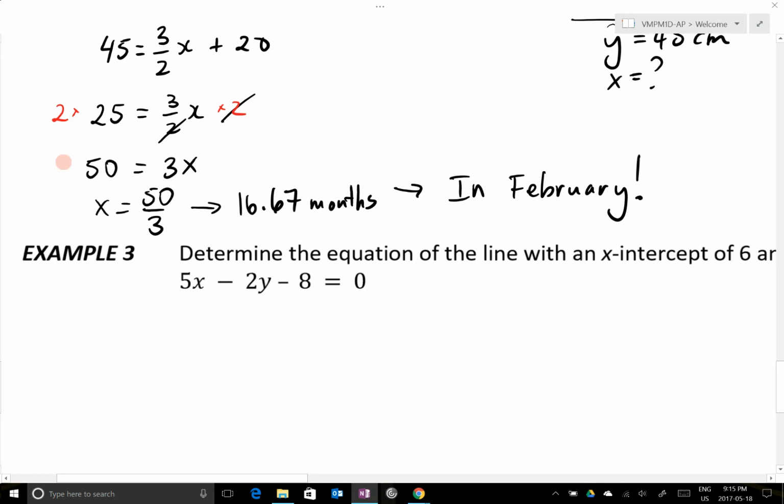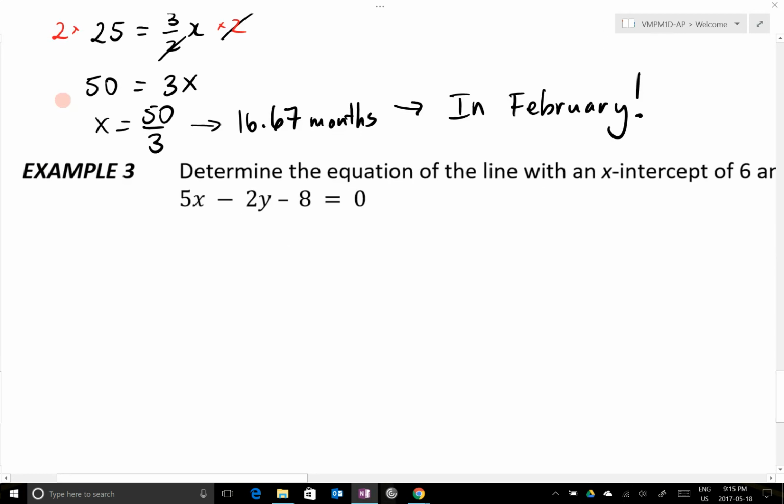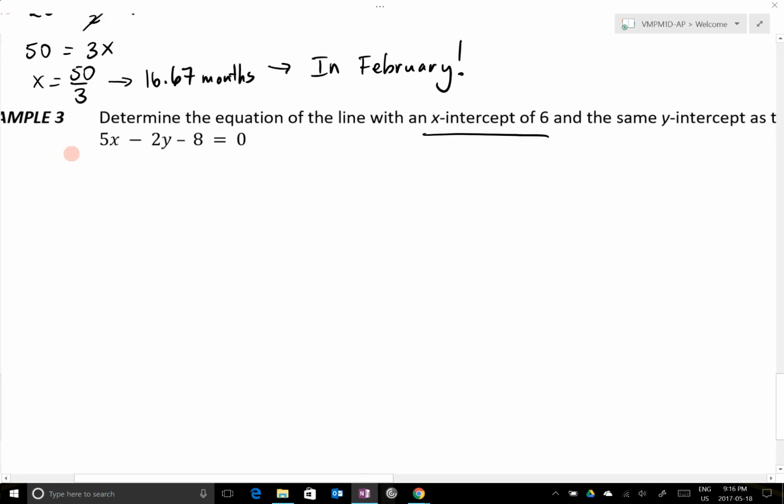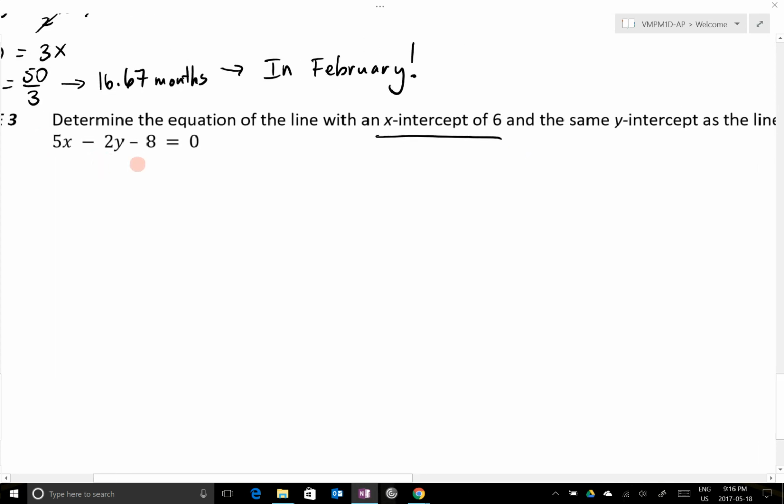Okay. Example 3. Determine the equation of a line with an x-intercept of 6 and the same y-intercept as the line 5x minus 2y minus 8. Okay, so x-intercept of 6, that gives us a coordinate already. That gives us the coordinate of 6, 0.